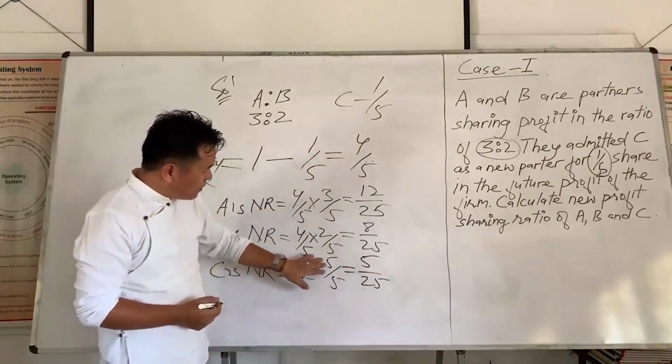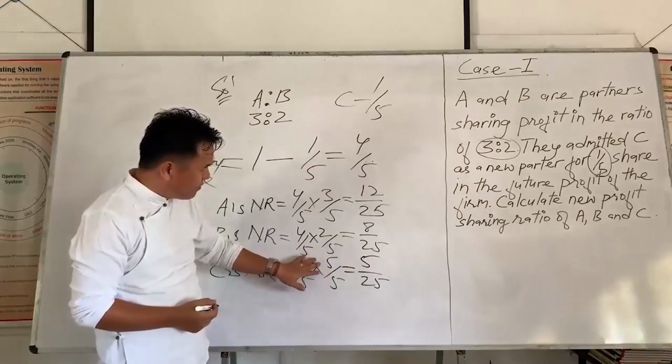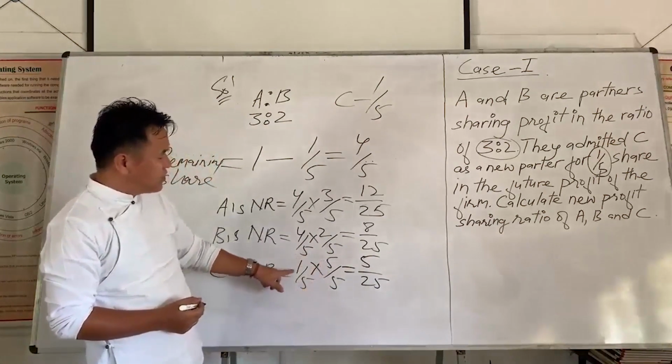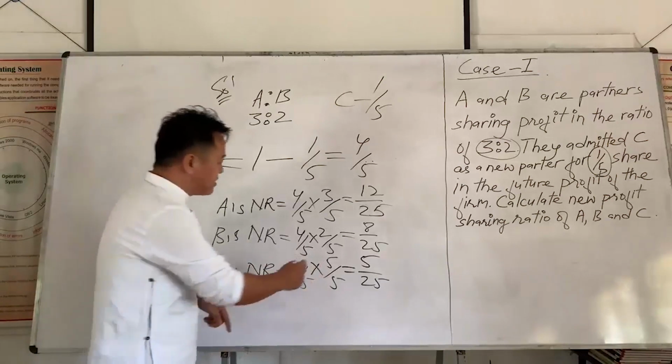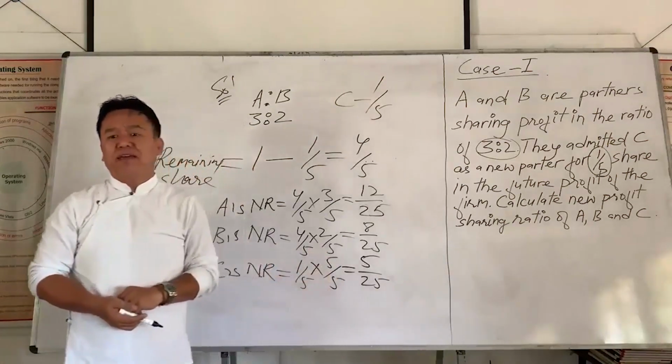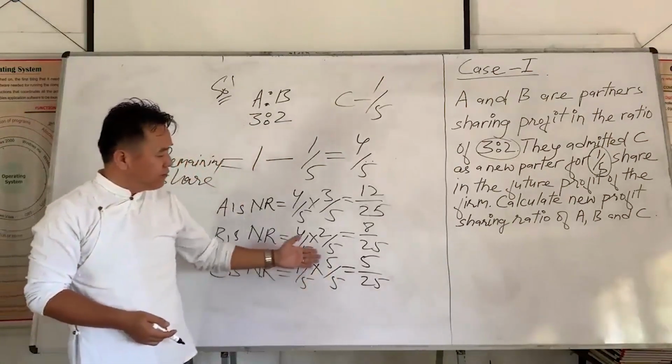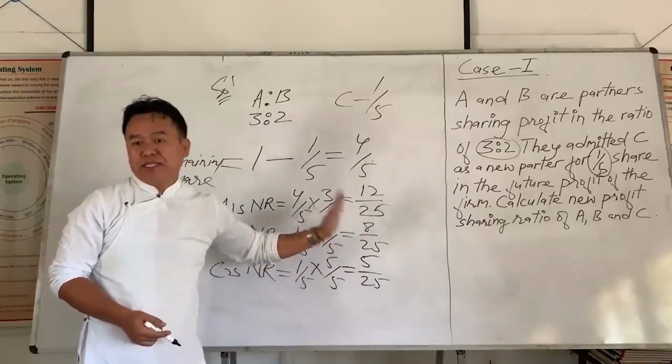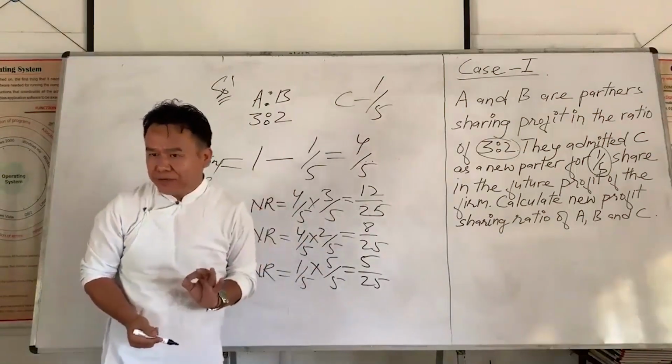Whether we multiply 5 by 5 or not, it doesn't make any difference to 1 by 5. If we cancel 5 by 5, again we will get 1 by 5. That's why I multiply 5 by 5 in order to make denominator same. Is that clear for you?